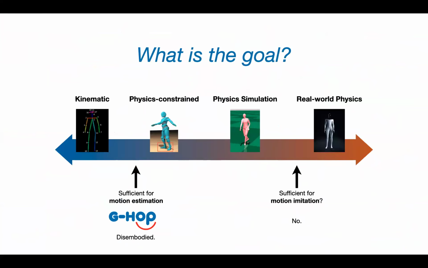Okay, great. So that's the GHOP paper. Again, there'll be more details at the poster session. I believe that it's sufficient for motion estimation. I gave an example of that in the videos. But if you'll notice, the hand is disembodied. The hand is not connected to anything. We've normalized the rest of the body away, right? So the model is not sufficient for motion imitation, at least for full body motion imitation.